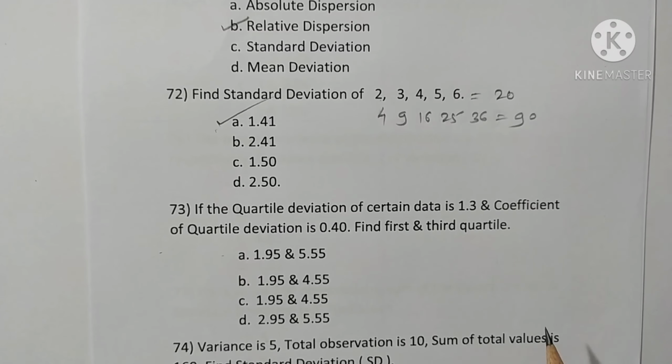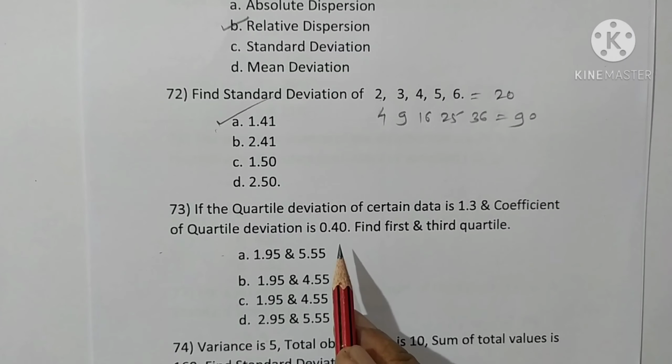If quartile deviation of certain data is 1.3 and coefficient of quartile deviation is 0.4, find the first quartile and third quartile. Now see, here quartile deviation is given 1.3 and coefficient of QD is 0.4 is given. Now we put the formula. QD is equal to Q3 minus Q1 upon 2. Now putting the values, here QD is 1.3, Q3 minus Q1 upon 2. Just we multiply, 2.6 is equal to Q3 minus Q1. This is the first equation.